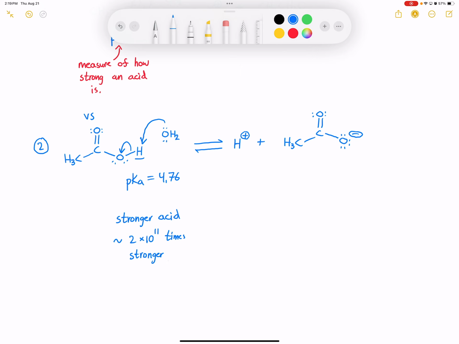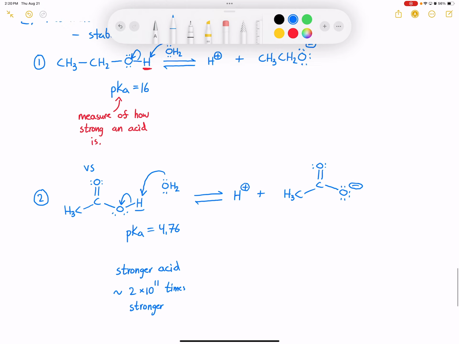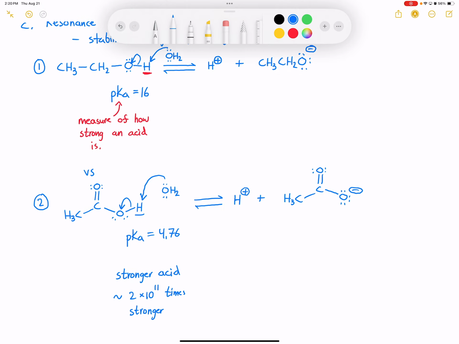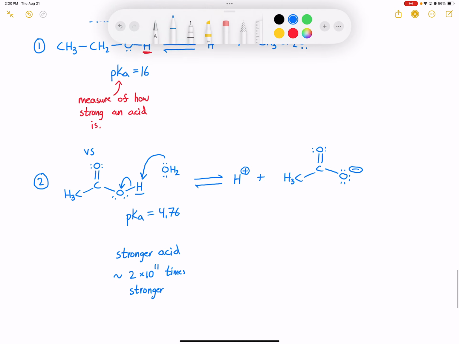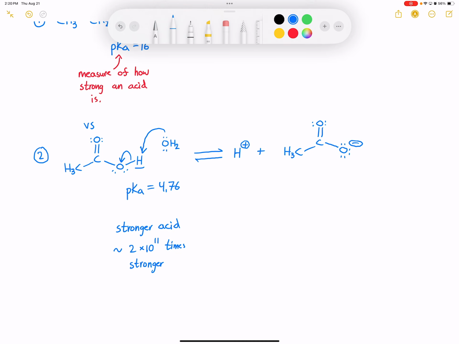If you're curious how I got that number, I took the pKa's and converted them back to their regular number. So I did the antilog of the pKa values, and then I divided them, found the ratio between them, and it's this huge number. A difference of about 12 units approximately is a 10 to the 11th power fold increase in acidity. So it's very, very different. Now let's explain why resonance plays a role here.